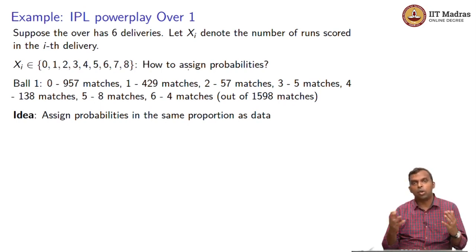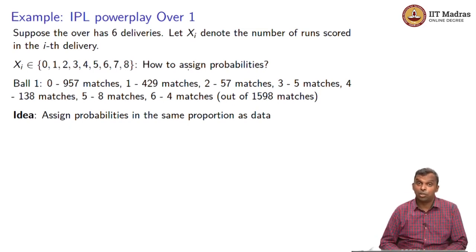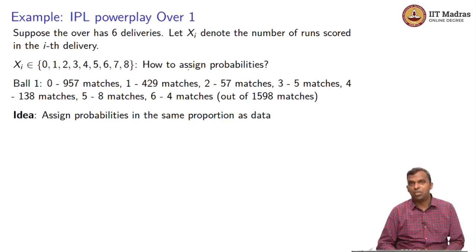So you can go out and collect data on past occurrences. There have been, like I said, 1598 matches where the first over has been bowled so far, and you go and see in ball 1 what happened, as in how many times 0 runs were scored. It turns out in 957 matches 0 runs were scored. Look at the large fraction, right? And 1 run was scored in 429 matches. Together that covers a significant number.